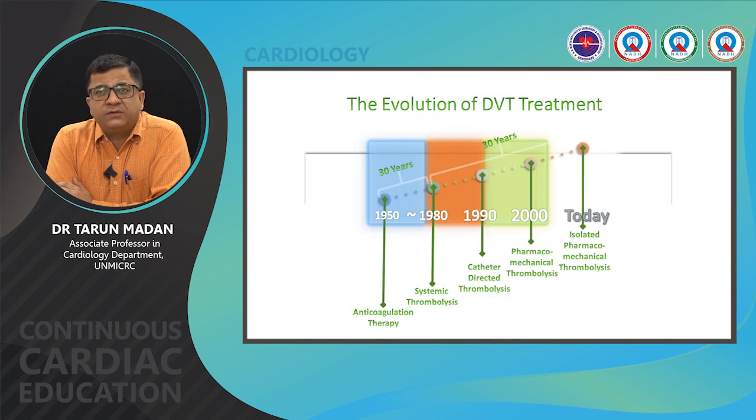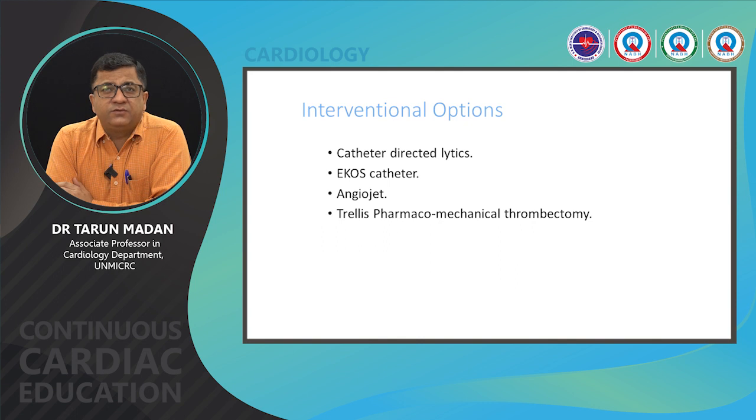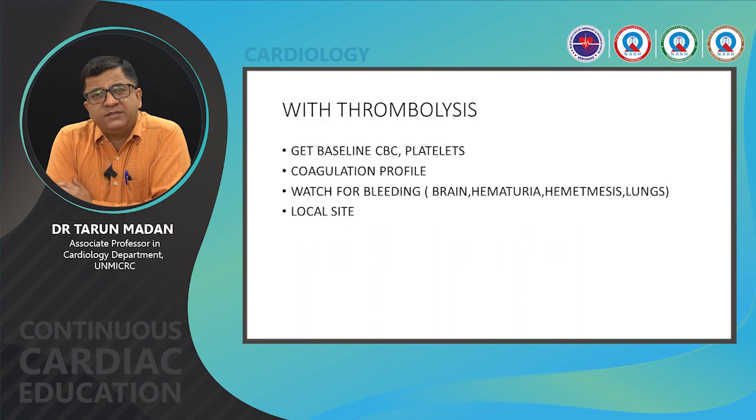So this is how over the last 70 years, starting from the 1950s, the DVT therapy has evolved. Anticoagulant in the 1950s and systemic thrombolysis in the 1980s. Then in the 1990s, the local catheter directed thrombolysis inside the thrombus, and then pharmacomechanical thrombolysis, which means aspiration. And now today we have a lot of devices which give rise to isolated pharmacomechanical thrombolysis. So we have the EKOS catheter, we have the AngioJet machine, we have Trellis, which is a thrombectomy device.